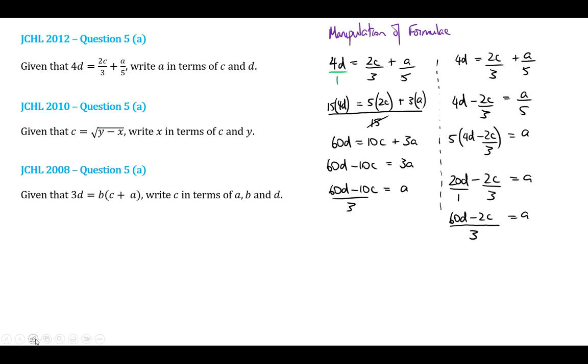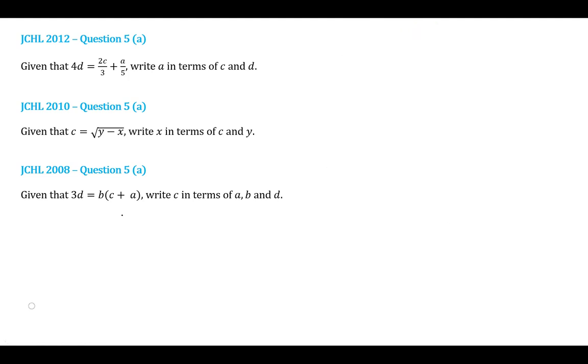Okay, let's have a look at the second one. So in the second one we have C equals the root of y minus x, and what we're trying to do is get x on its own. So I'm going to square both sides. So if I square the left, I have c squared, and then I'm going to square this square root. And if we square a square root, we get what's underneath the square root. So they basically cancel each other. We get y minus x.